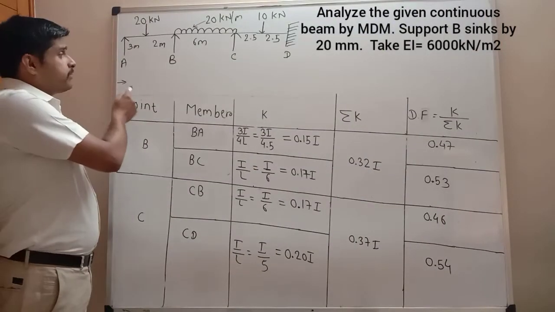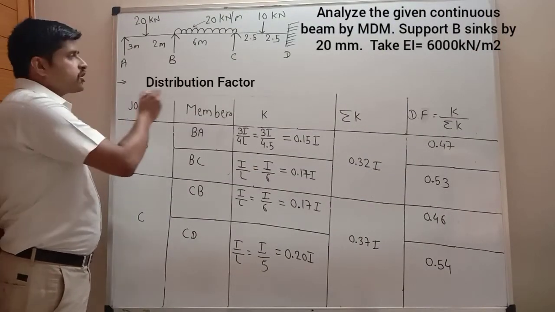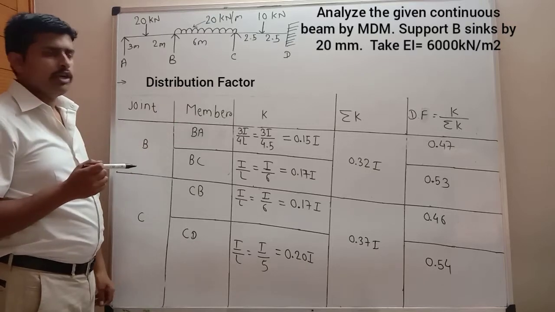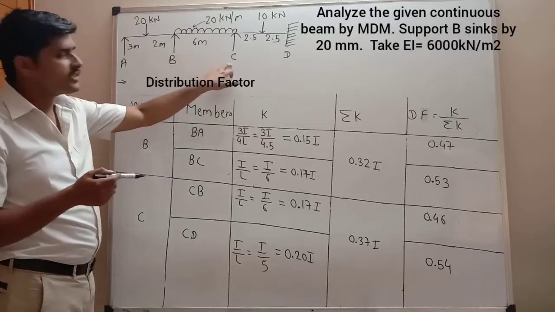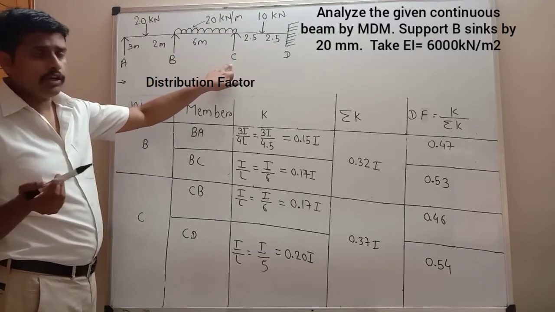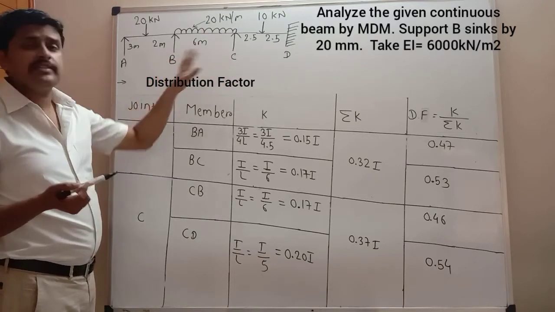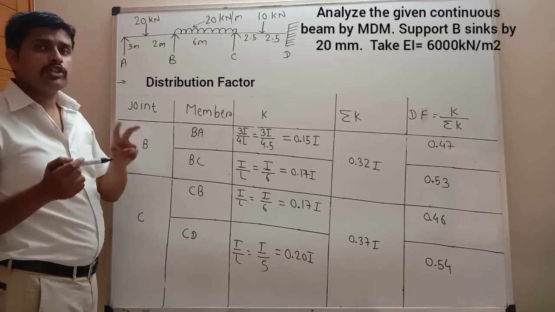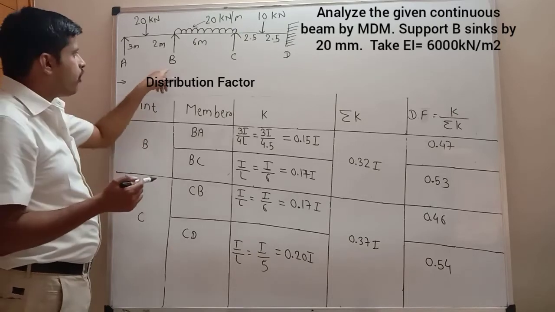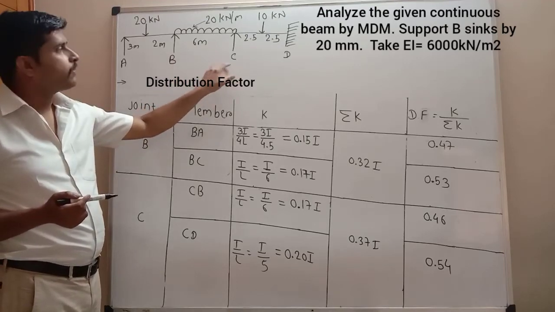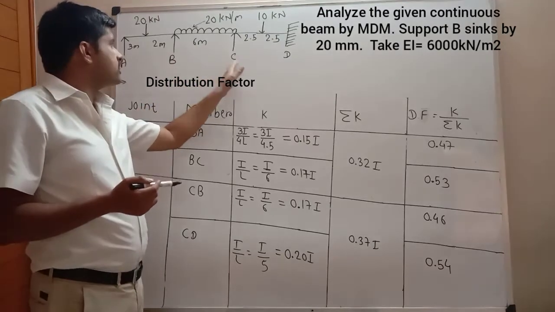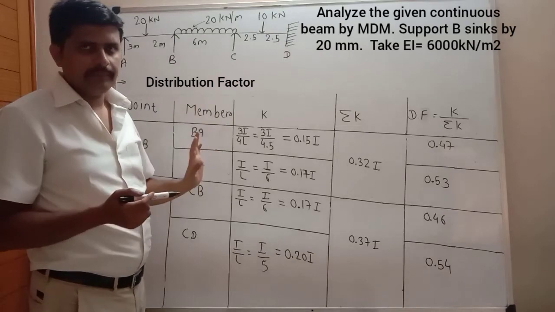So this is our step number 2, that is distribution factor. In the joint column, I will write only joints B and C. Why? Because joints B and C are the joints in which two members are attached. For joint B, the members are BA and BC, and for joint C, CB and CD.